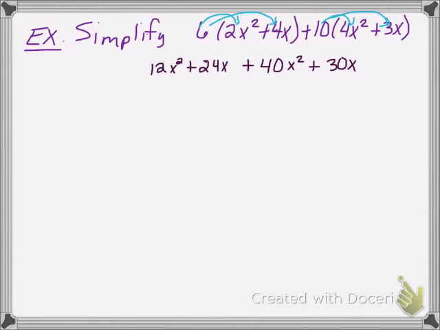In this case, the 12x squared and the 40x squared have both the same variable and same exponent, so you should be able to combine those with each other. 12 plus 40, 52x squared. Now, when I look at the 24 and the 30, do they have a common variable? Yes, they do. So the 24x and the 30x become 54x. So that would be your final answer.